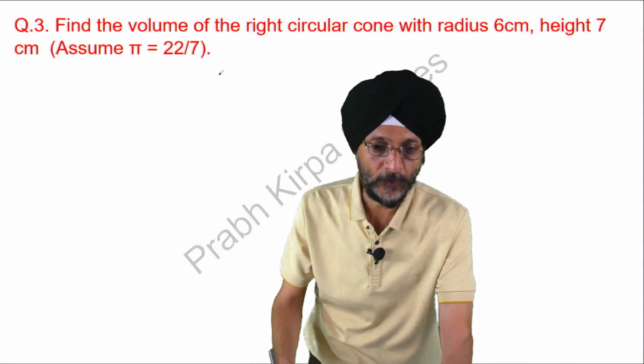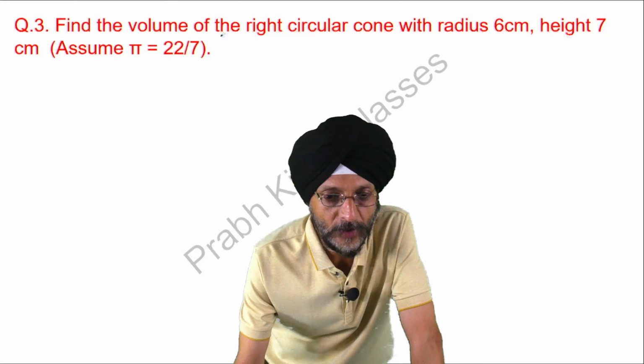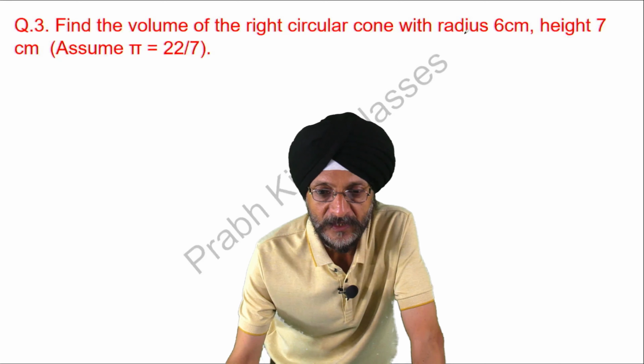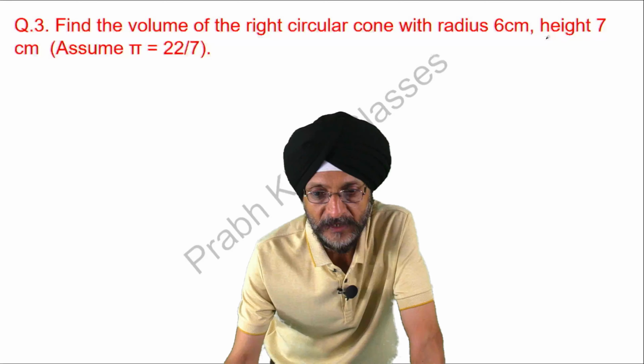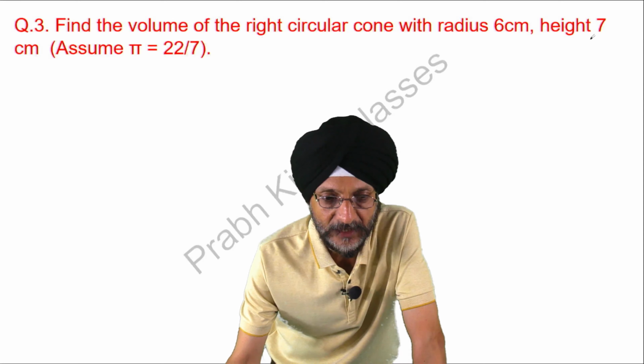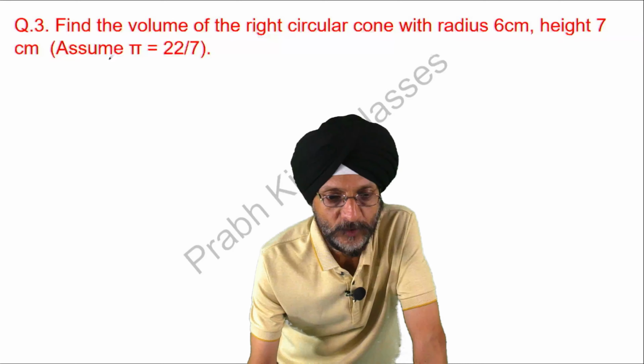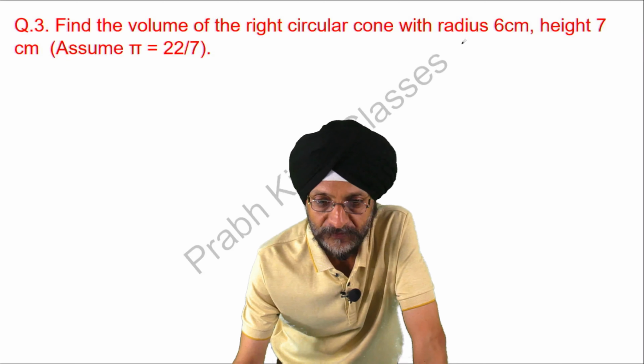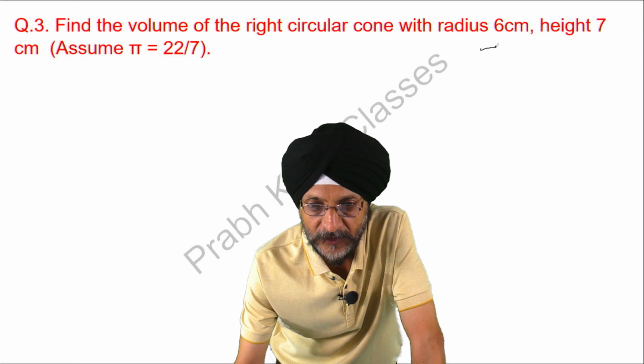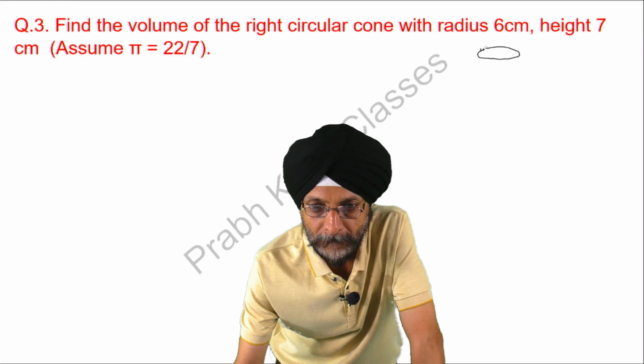Now the question before us is, find the volume of a right circular cone with radius 6 centimeter and height 7 centimeter. We have been asked to assume pi is equal to 22 over 7. So this is the cone which we have.